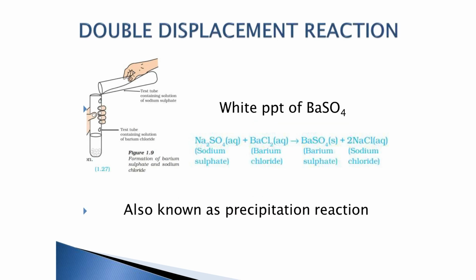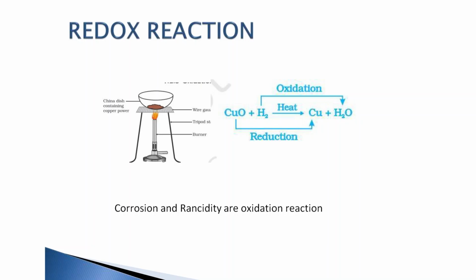Double displacement reaction, where there is exchange of ions. It is also known as precipitation reaction, when a precipitate is formed, as in case of sodium sulfate reacting with barium chloride to form a white precipitate of barium sulfate. Redox reaction, a reaction in which both oxidation as well as reduction is taking place. We call it a redox reaction. Corrosion and rancidity are examples of oxidation reaction.